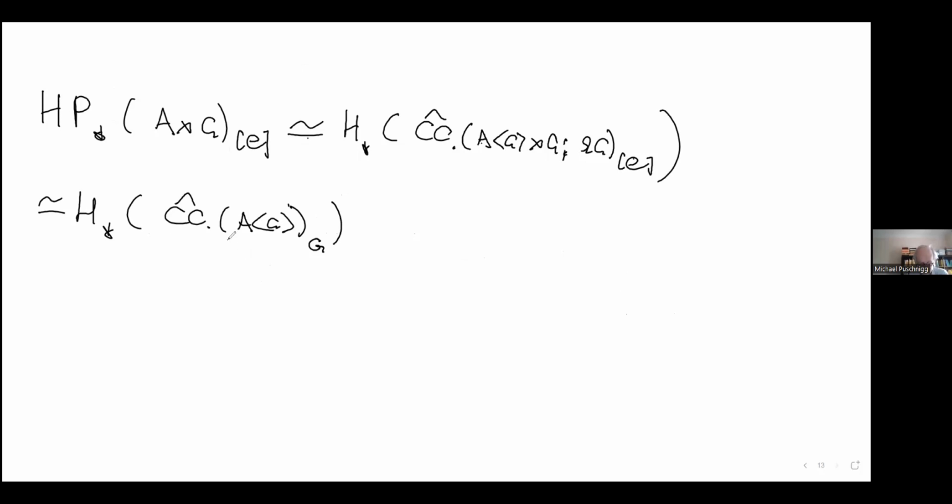But now, what is this? Usually it is difficult to understand what happens after passing to co-invariance under group action. But remember, the stupid algebra is free as a G module. So this is a complex of free G modules.